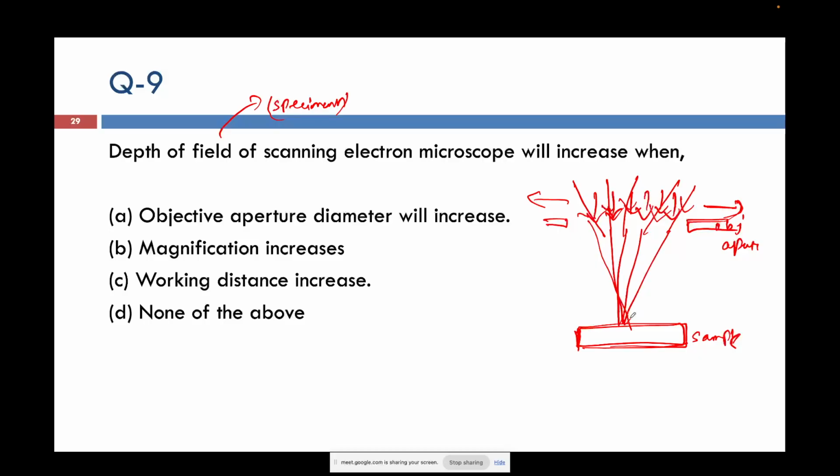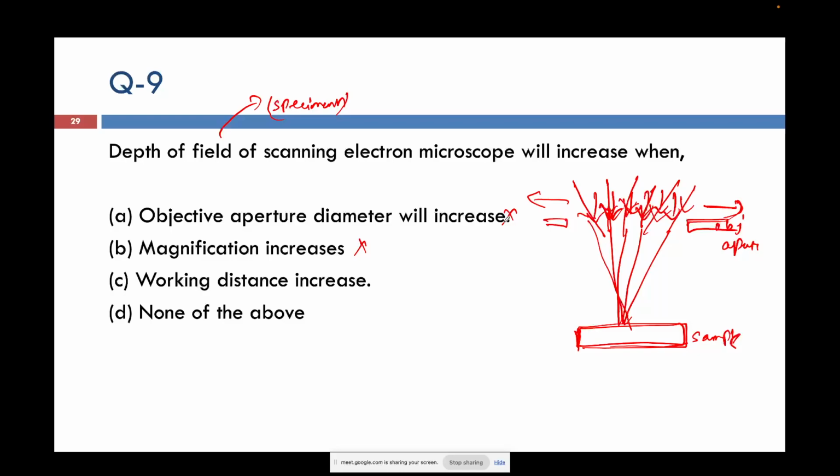Then, does depth of field increase when magnification increases? Not necessarily, right? Magnification can increase, but it is not necessary that depth of field will increase when we increase the magnification. So this is also not correct. This is also not correct. None of the above? Okay, we'll see. Working distance increase.